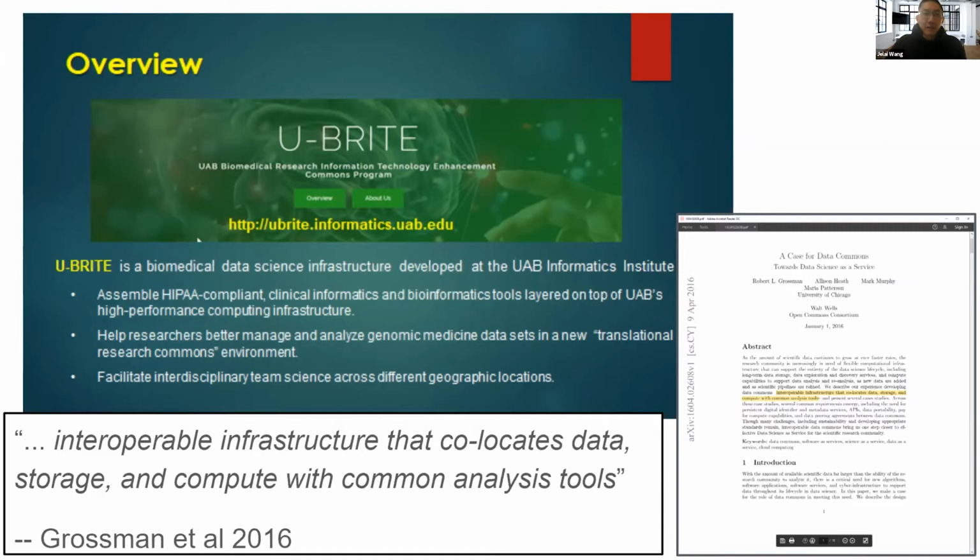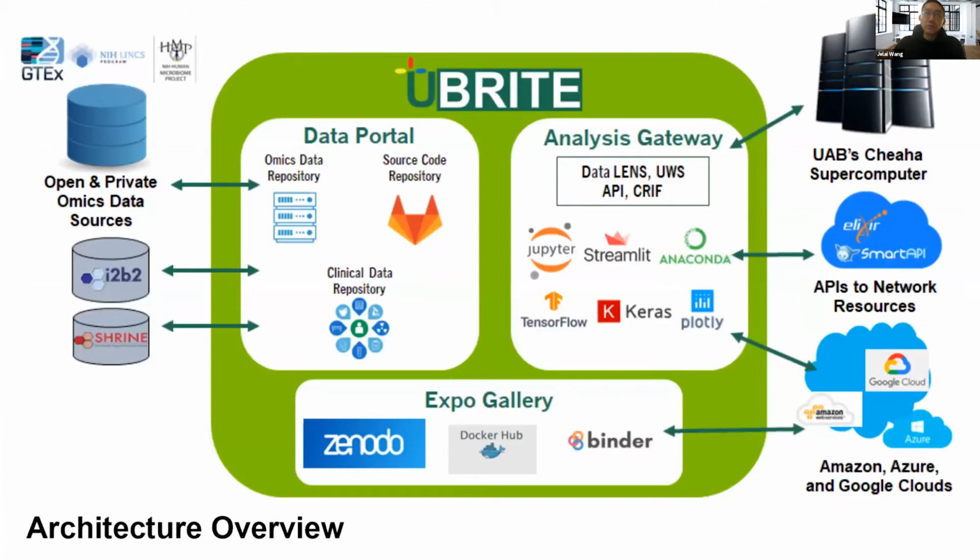And finally, we try to use U-BRITE to help facilitate team science, especially to the extent that technology can help people work together better as a team. If you look at the overall architecture of U-BRITE, there are three main abstractions that we have implemented: a data portal, an analysis gateway, and an expo gallery.